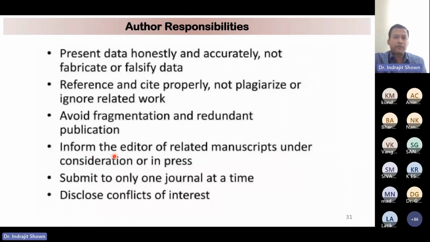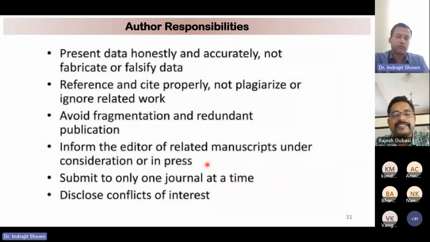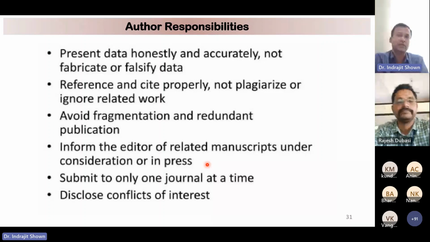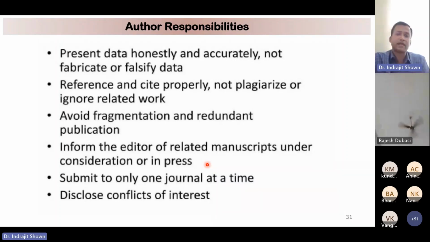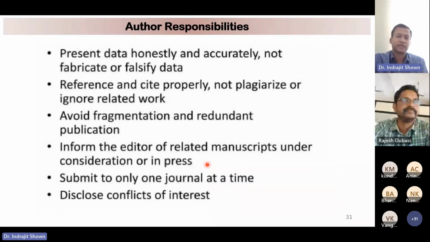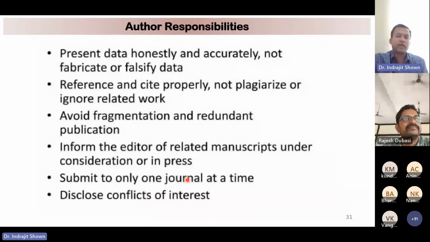And inform the editor of any related manuscripts, because another wrong approach we normally follow is that we hide some relevant manuscripts regarding our work. Sometimes we feel that if we mention this, the editor will reject our paper, but that is not the correct way. We have to inform them, up to date, what has been published related to this, what exactly you did, why you did it, and why your work is different from the others. Then definitely the editor will read your cover letter.